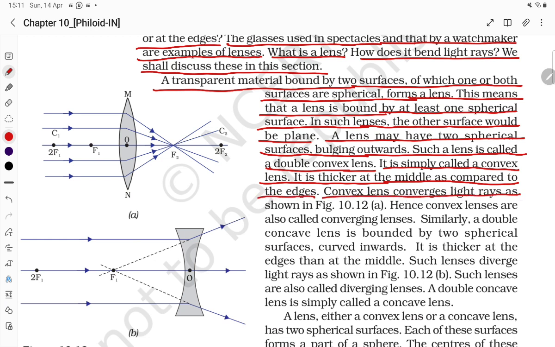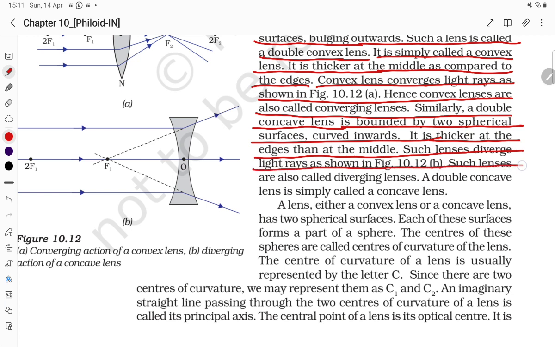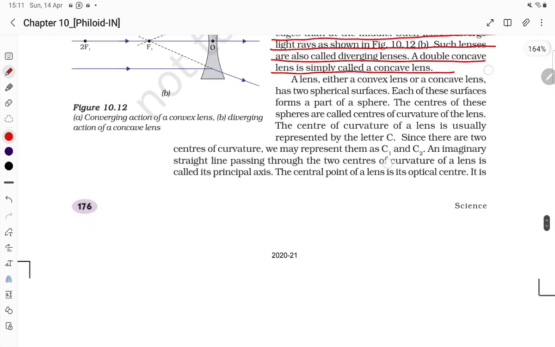Convex lenses converge light rays as shown. Hence, convex lenses are also called converging lenses. Similarly, a double concave lens is bound by two spherical surfaces curved inward. It is thinner at the edge than the middle. Such lenses diverge light rays as shown. Such lenses are also called diverging lenses. A double concave lens is simply called a concave lens.